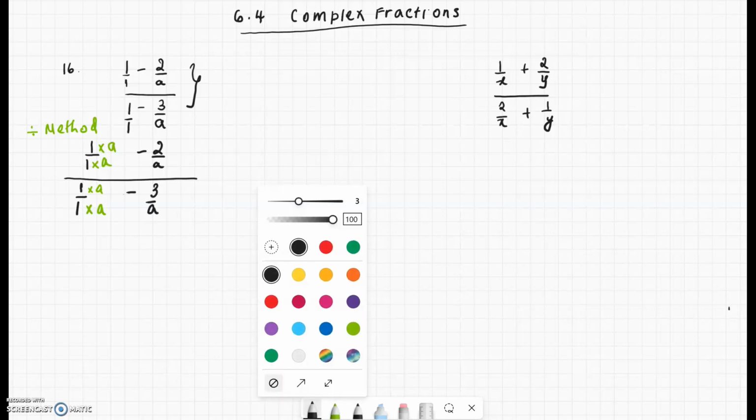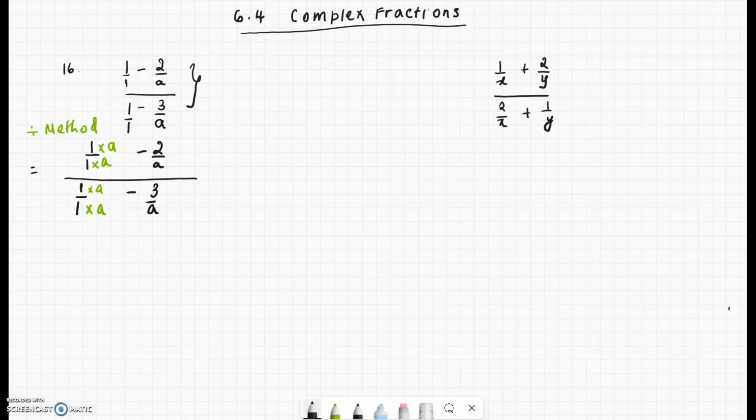Now what we're doing here is combining the fractions in the numerator and the denominator. Simplify the numerator, simplify the denominator. So the numerator becomes a minus 2 over a, and in the denominator we have a minus 3 over a. This is clearly a complex expression.